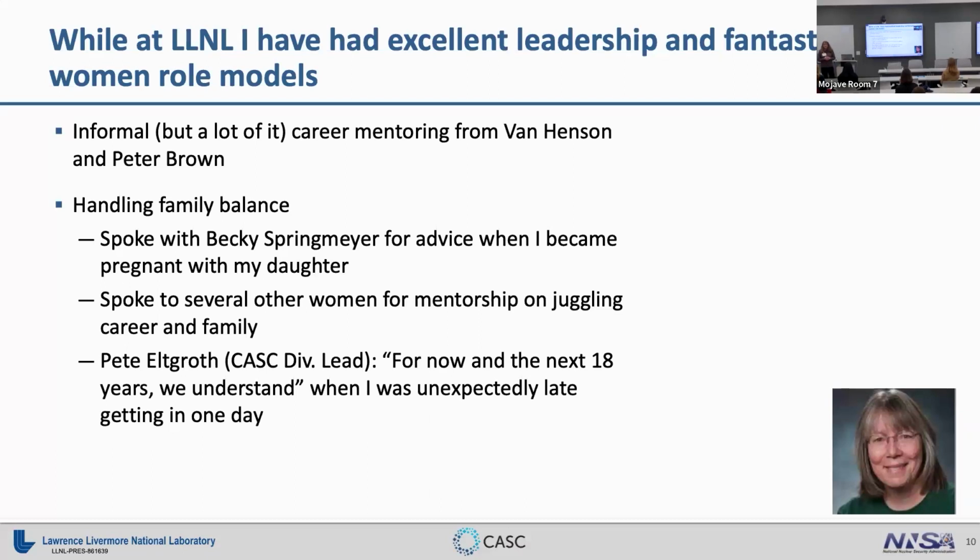What I can say is in general, I've had a very supportive environment. At the time that I was pregnant, I was a group leader. My division leader was Pete Elkroth. I had missed a one-on-one meeting with him, and I was apologizing all over myself because I hate to miss one-on-one meetings. Somebody's reserved their calendar for you, you show up. And I had missed one and he looked at me and he just smiled and he said, Carol, for now and for the next 18 years, we understand.